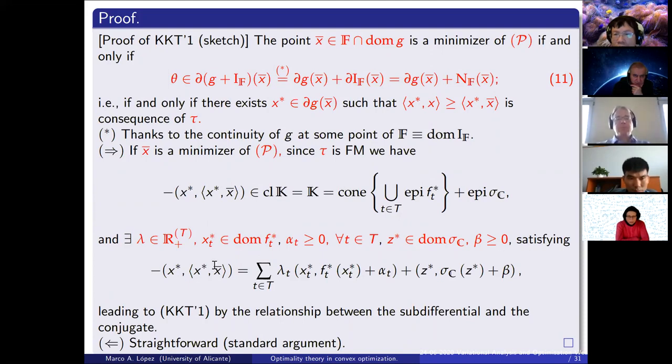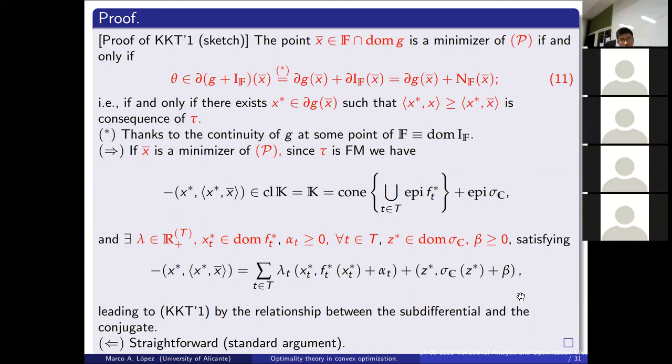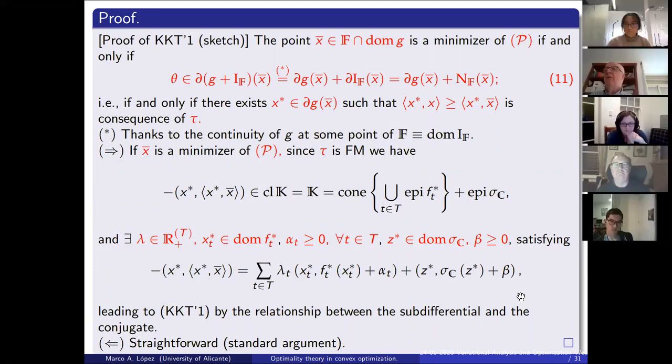And so it's just to apply the fact and select some lambda t positive in such a way that this vector is expressed by means of this sum. And now I use the relationship between conjugates and subdifferentials, the Fenchel-Young equality, and I obtain straightforwardly the KKT1 optimality condition. Okay, the converse implication is standard.